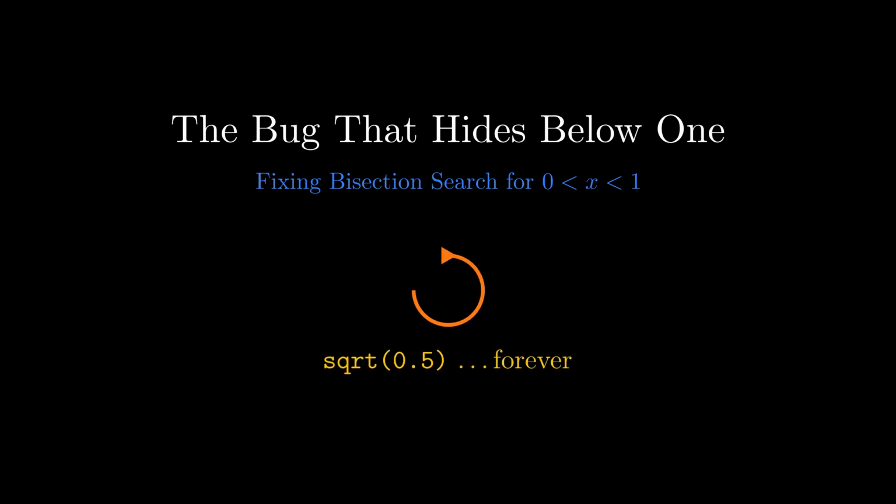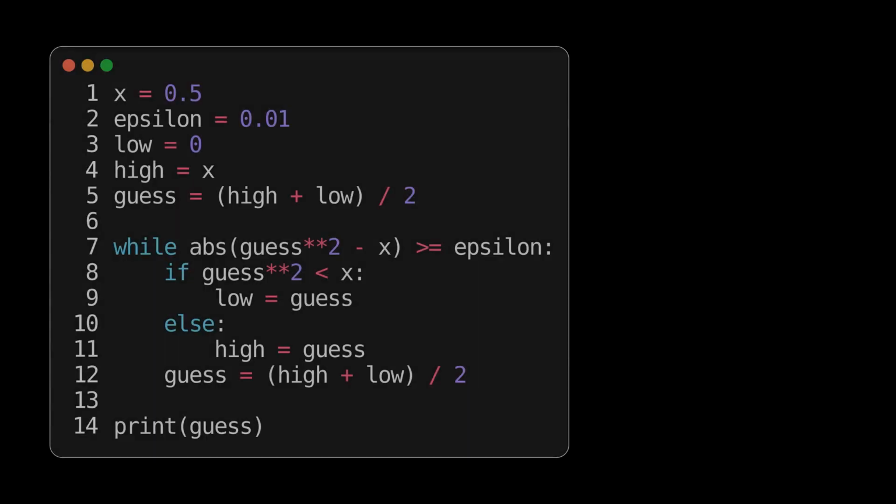Our bisection square root code works beautifully for big numbers. Then we ask it for the square root of 0.5 and it never stops. No answer, no crash, just a loop running forever. The fix is one tiny change to where the search begins and ends. Here is the code we wrote.